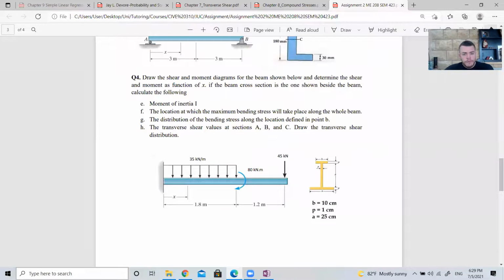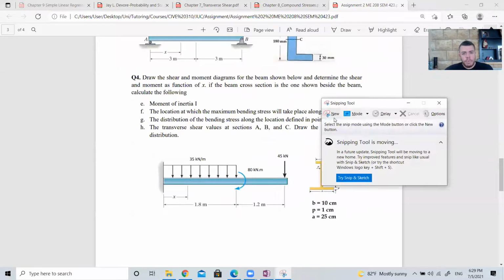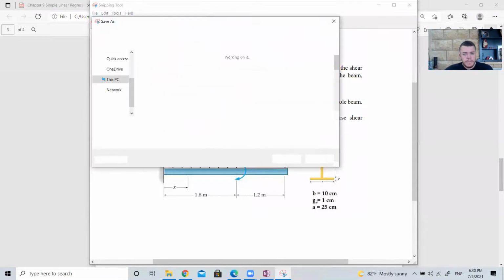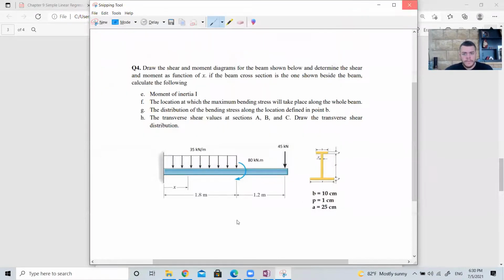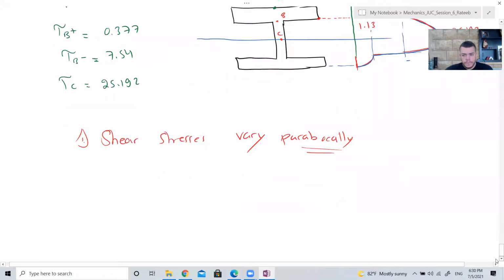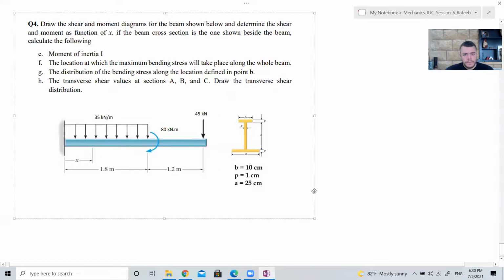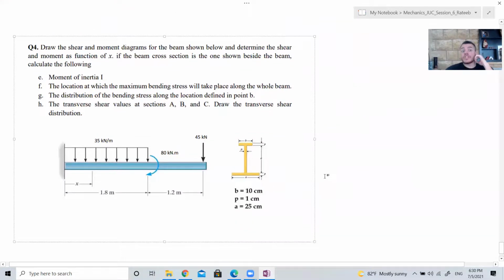I want to solve question number 4 from the homework. That way we take it off our way. Okay? What do you think? Okay, doctor, and then we will be done for today. Draw the shear and bending moment diagram for the beam shown below and determine the shear as a function of x and the moment as a function of x. If the beam cross section is 1 shown beside the beam, calculate the following.